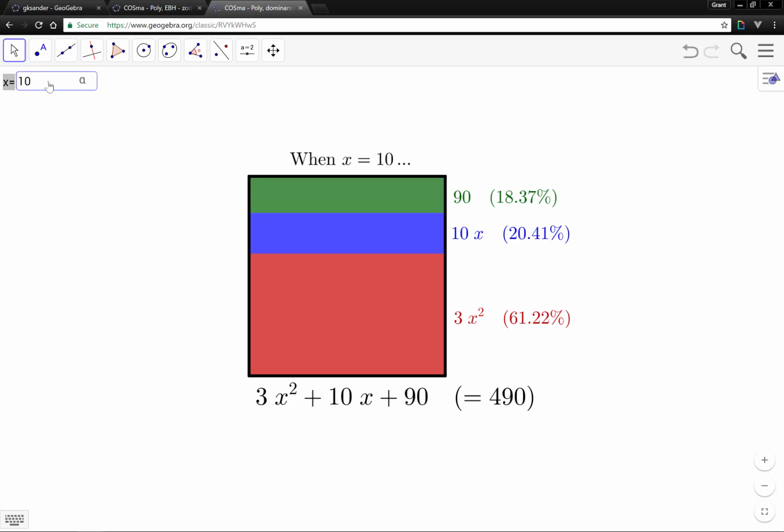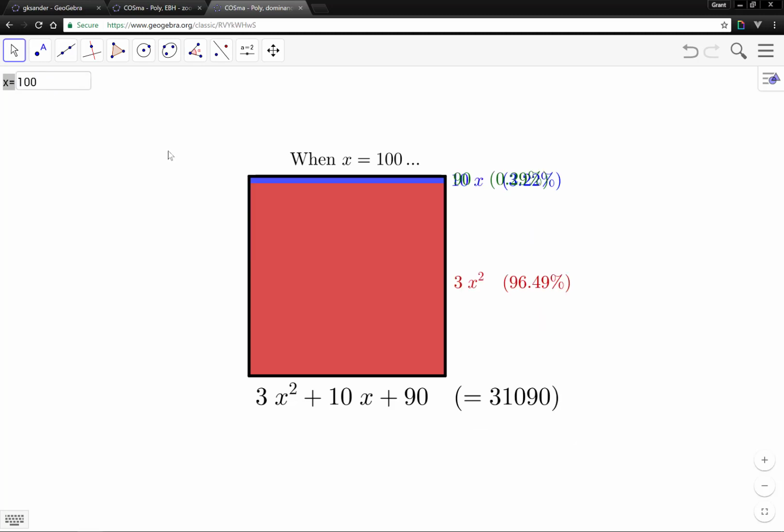What if x increases to 100? Now we see another big jump. 3x squared now makes up about 96.5% of the total value of this polynomial expression, which now has a value of 31,090.